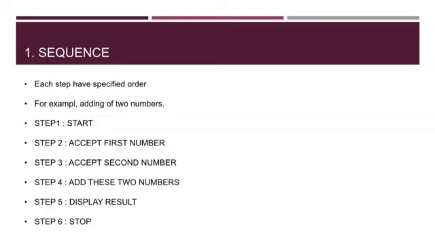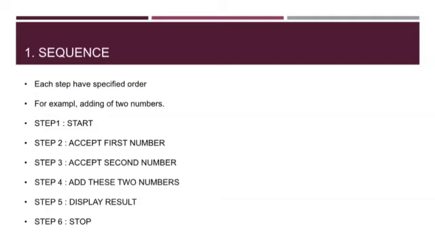For example, we can have the algorithm for adding two numbers. Step 1, start the algorithm. Second step is accept the first number, third step is accept the second number, the fourth step is add these two numbers, the fifth step is to display the result, and the last step is stop. In this way, we have the specified order: what is the first one, what is the second one, what is the third one. This order we know as sequence.